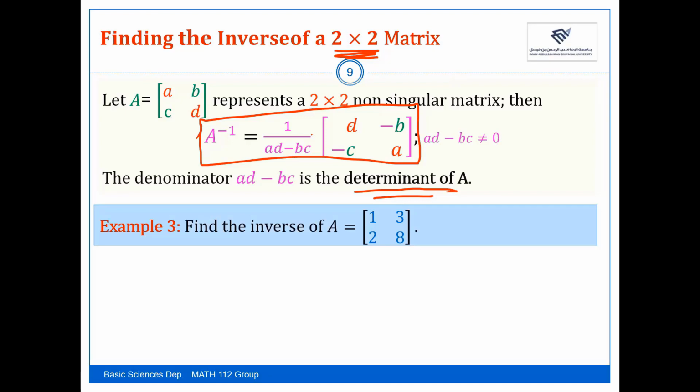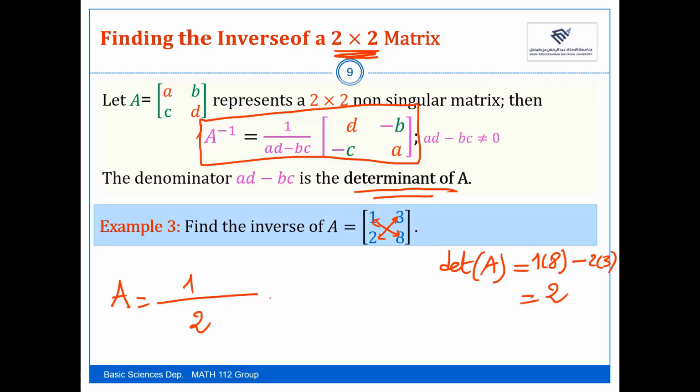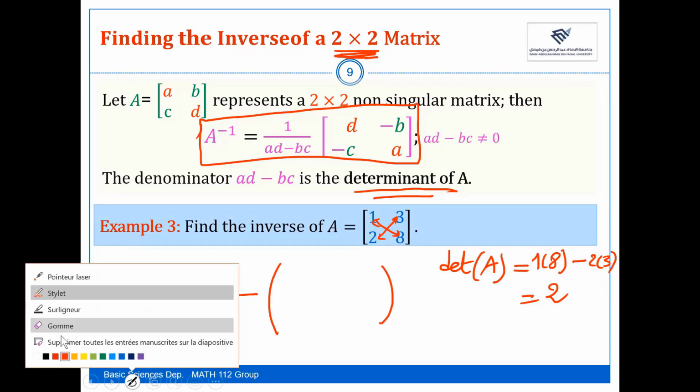Here, look at an example. Find the inverse of this matrix A. The inverse will be 1 over what? We need to calculate the determinant of A. What is the determinant of A? AD minus BC. So 1 times 8 minus 3 times 2. How much is this? 8 minus 6 is 2. Then 1 over 2 multiplied by the matrix. Which matrix?